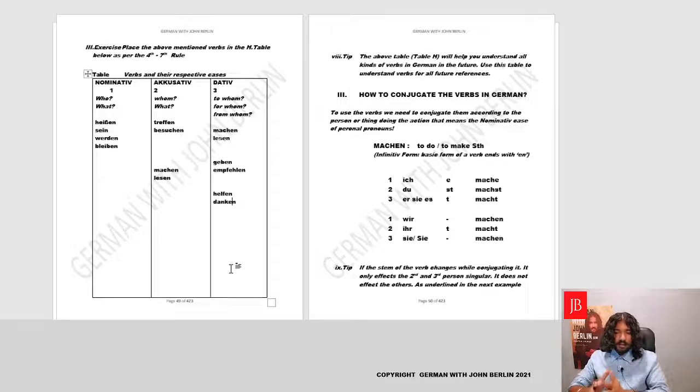So I would like you to fill up the complete column with all the verbs we just learned in the previous lesson. Put them all in their respective columns. Nominative I have already done for you. You could fill up the accusative, accusative dative, dative, and hidden dative, so that you could cross-check with the answer book. And this is the most important table you need to remember whenever you're looking at a German verb. Maybe it's a new verb which you haven't learned. The first question you need to ask yourself: what does the verb require?